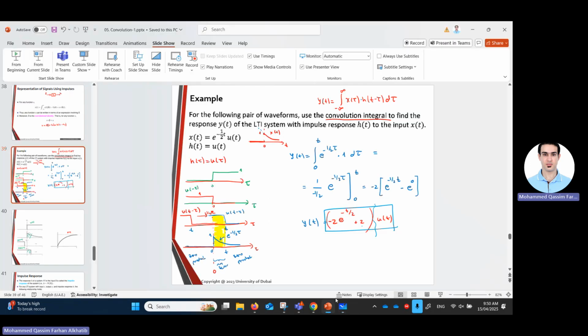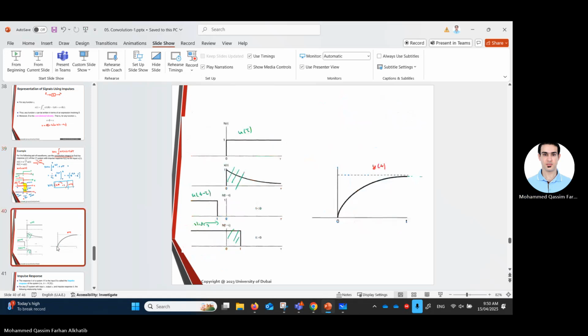All right, so let's continue. And here is the output of this convolution.